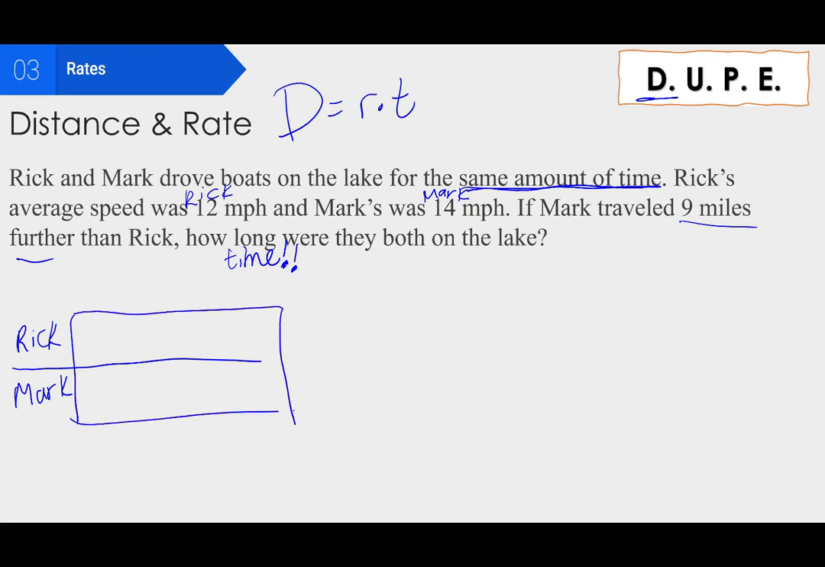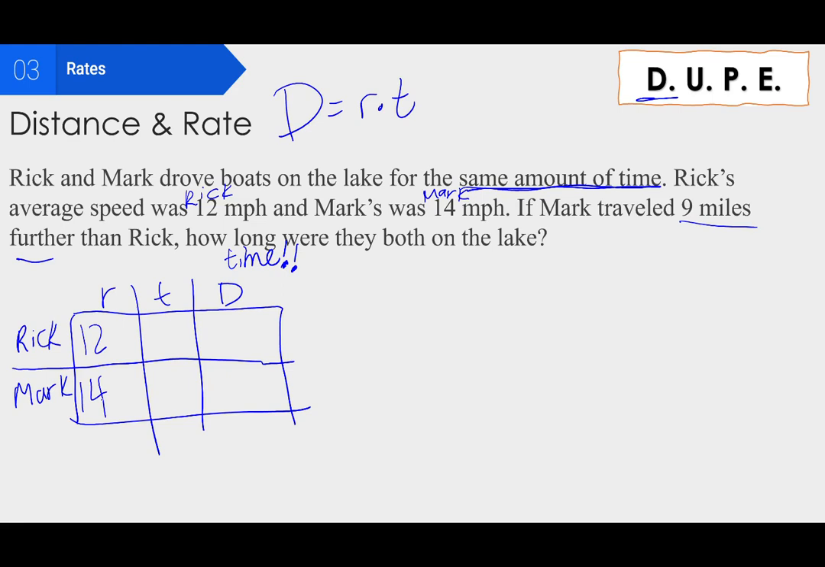So we're going to have their rate, their time, and their distance in our columns. Okay, already looks super organized. Rick's average speed, so his rate, was 12 miles per hour. Mark's was 14 miles per hour.